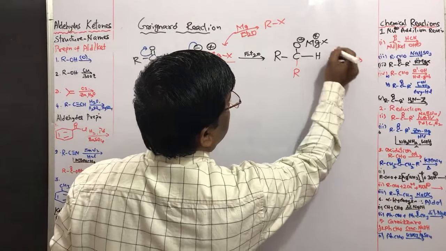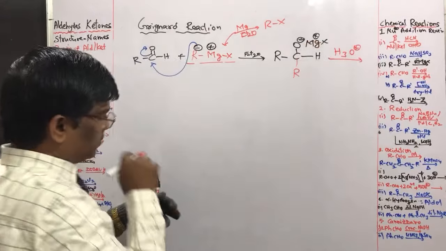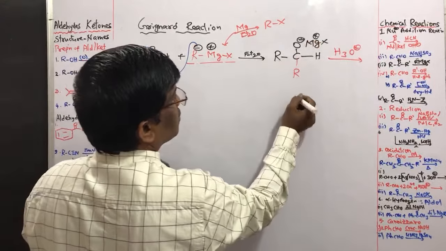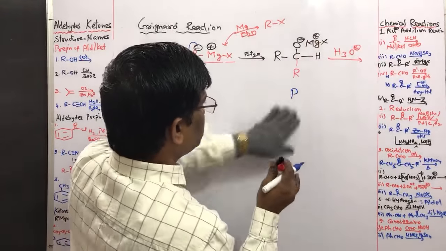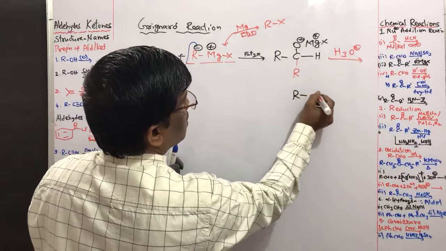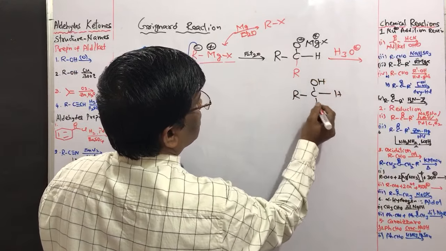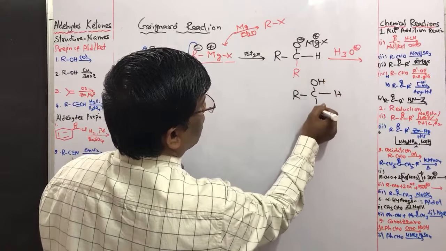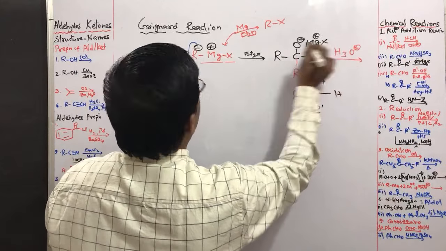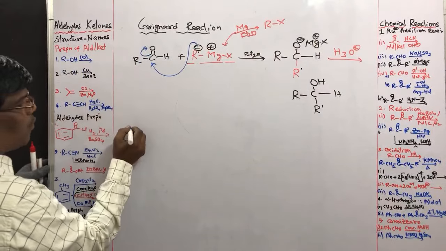And now when I do acid hydrolysis, it is going to give R, C, O, H and H. This is R, let me write R prime here, right? So whatever is with the R prime.